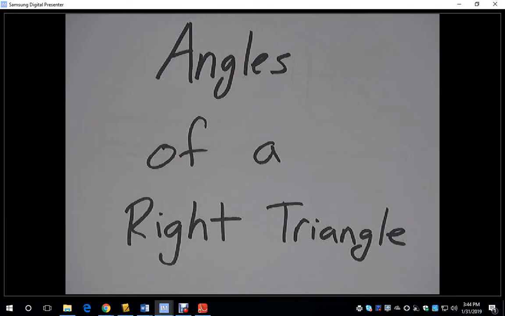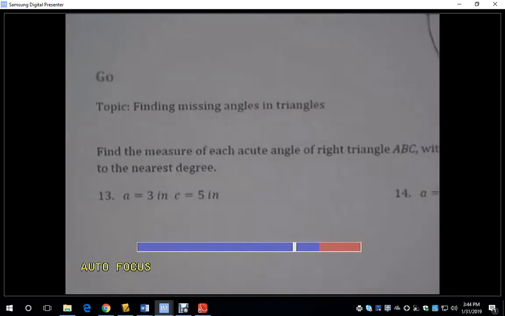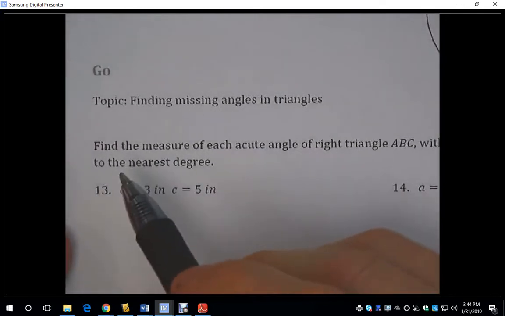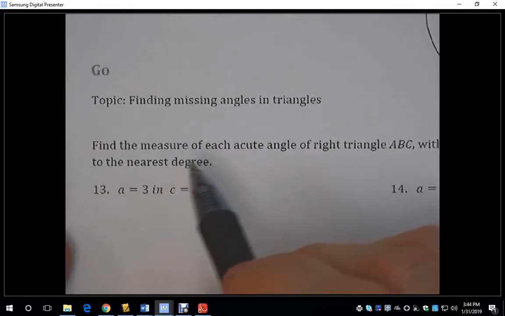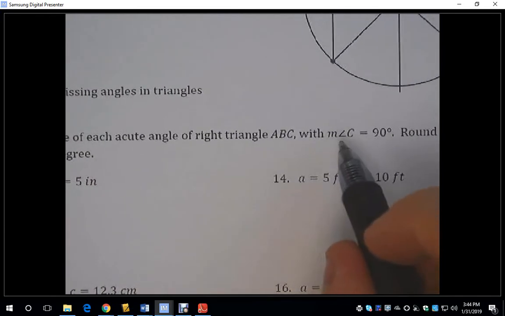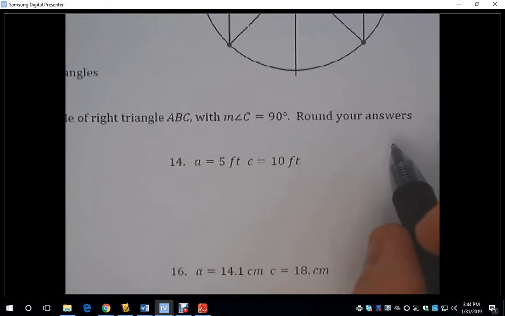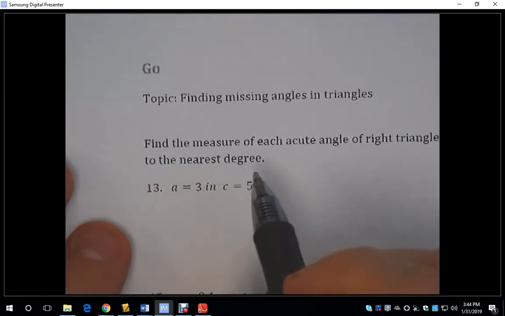In the following video, I'm going to show how to find the missing angles of a right triangle using trigonometry. So let's look at the description here. The directions say to find the measure of each acute angle of a right triangle ABC with the measure of angle C equaling 90 degrees, and then round your answers to the nearest degree.